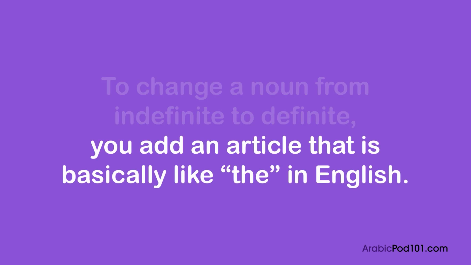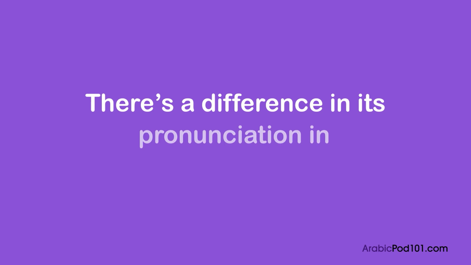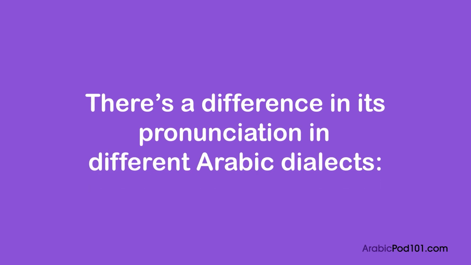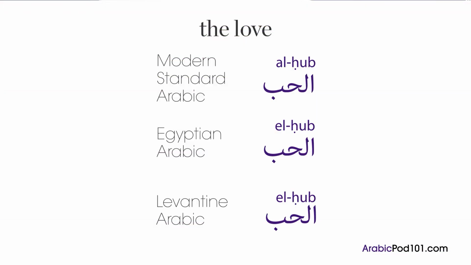To change a noun from indefinite to definite, you add an article that is basically like the in English. There's a difference in the pronunciation in different Arabic dialects. Let's see the word the love as an example. Notice the difference between el and il. These are basic examples of differences between Modern Standard Arabic and two different Arabic dialects.